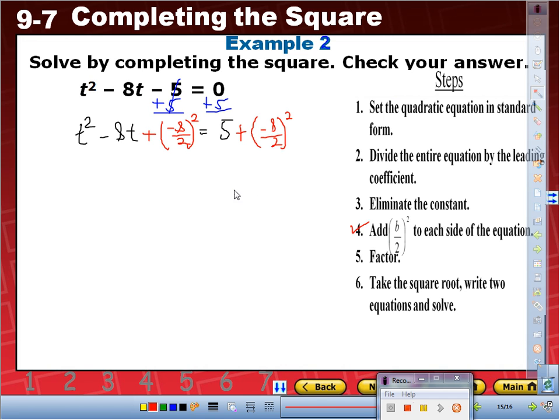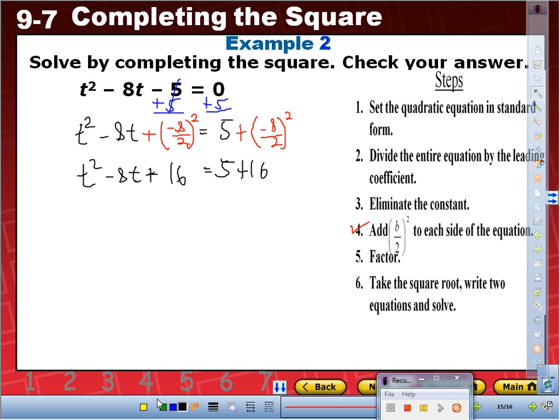Okay. So let's simplify. Here it goes. We're left with t squared minus 8t plus, let's see, negative 8 divided by 2. What is negative 4 times negative 4? 16. So this becomes 5 plus 16. So check this out. I'm not going to do the Power Rangers here because now I know that this is a perfect square trinomial. I just completed the square, right?